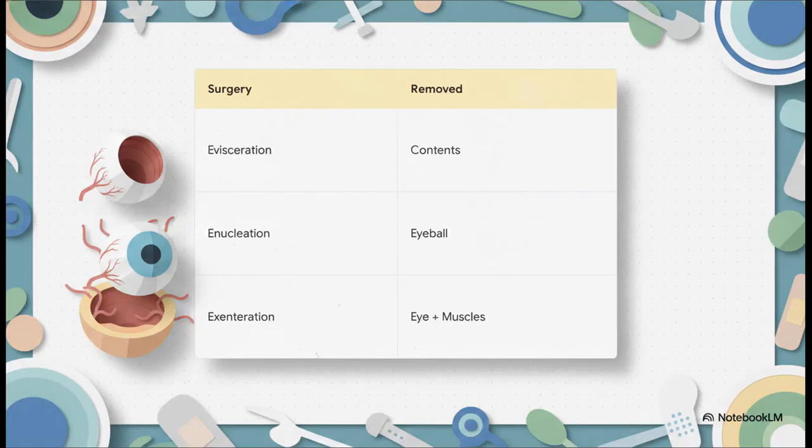In worst-case scenarios involving severe trauma or disease, parts of the eye or even the whole thing have to be removed. Medical terminology gives us 3 very similar-sounding procedures for this that actually mean vastly different things. Evisceration removes only the inner contents of the eyeball, leaving the white sclera intact. Enucleation removes the entire eyeball, sclera included, but leaves the outer muscles behind. And exenteration removes the eyeball, the muscles, and all the surrounding tissues inside the eye socket.